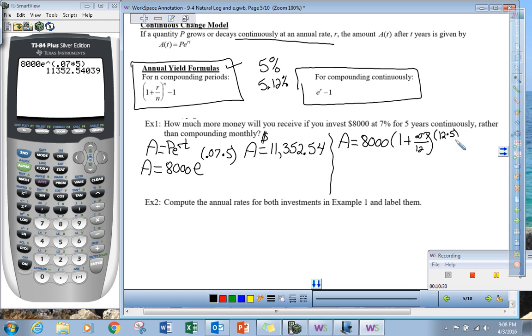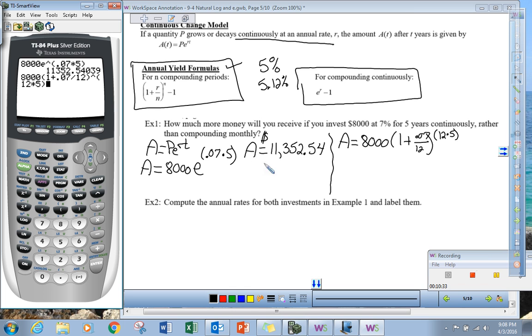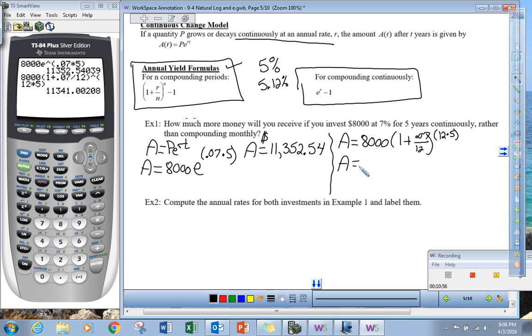Normally what I do is when I run this through, I do that part in my head just so it's easier to type in. But if you're going to let your calculator do all the work, we're going to go 8,000 times 1 plus 0.07 divided by 12. Let's raise that to parenthesis 12 times 5. And you know, we should get something in the ballpark of $11,352. In this case, it looks like the amount I'm going to get, $11,341, and looks like flat.